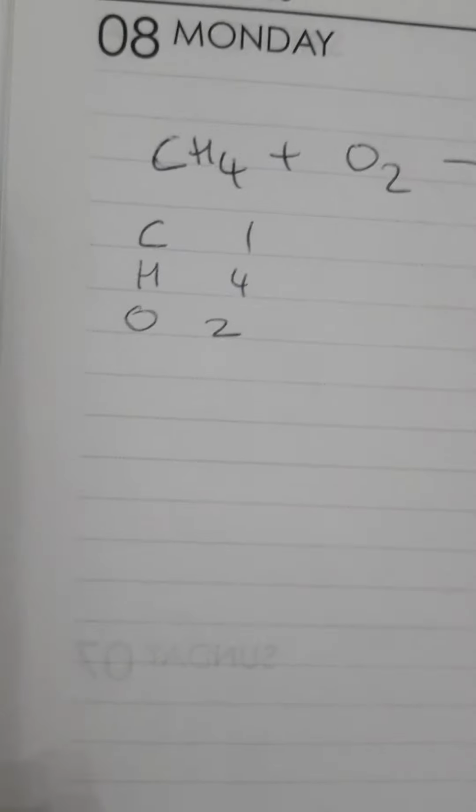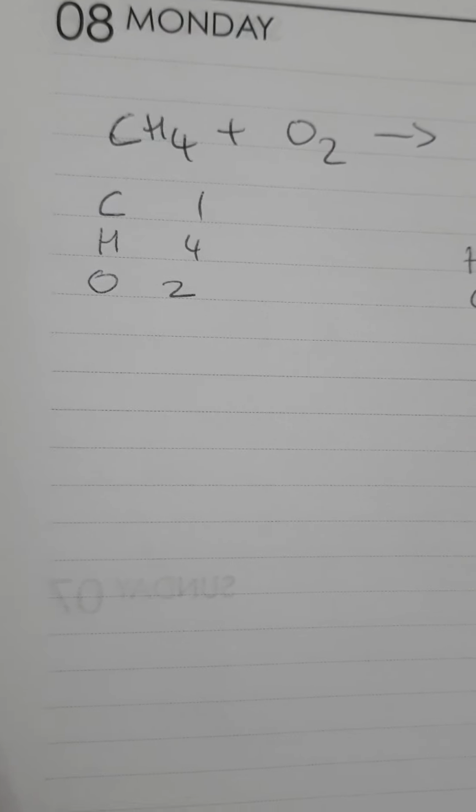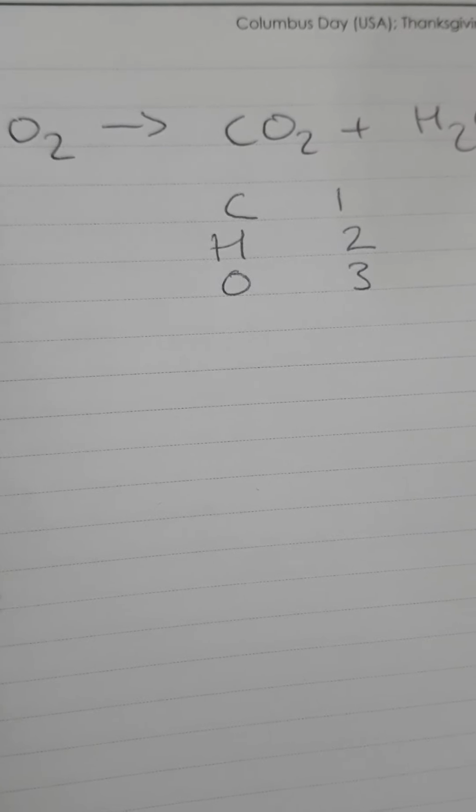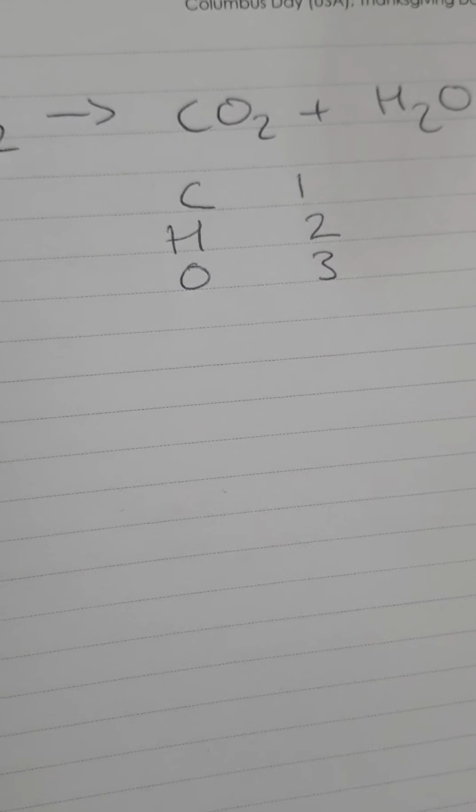So as you can see, at the moment, our equation is unbalanced. We've got carbons, which are 1 on each side, so the carbons are balanced. The hydrogen, there's 4 on the left and 2 on the right, so they're unbalanced. Our oxygen, we've got 2 on the left and 3 on the right, so again, oxygen is also unbalanced.